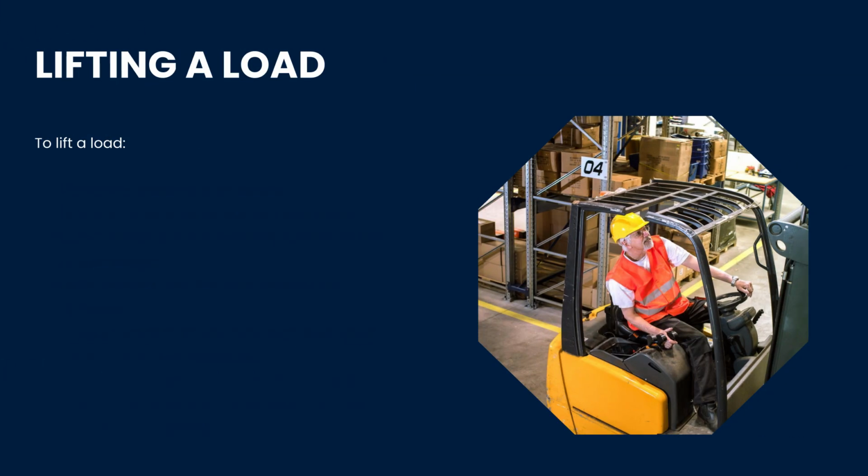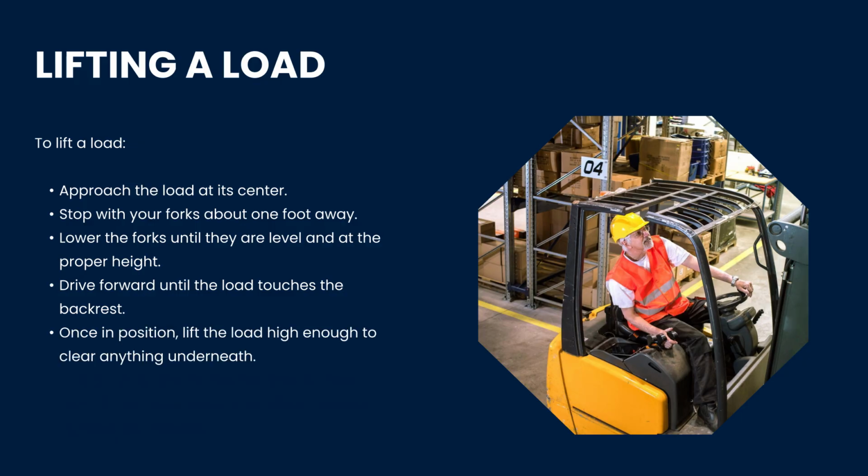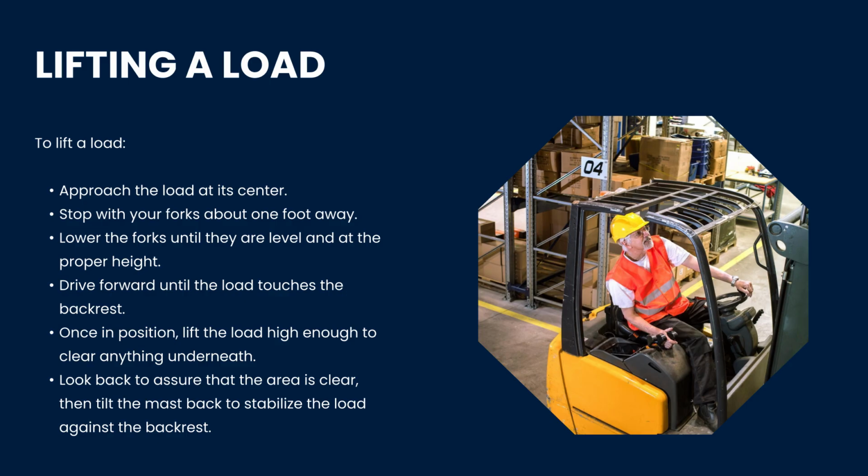To lift a load safely, approach it at the center and stop with the forks about 1 foot away. Lower the forks until they are level and at the right height, then drive forward until the load touches the backrest. Once in position, lift the load high enough to clear the surface below it. Check that the area is clear and tilt the mast back so the load is stabilized against the backrest.